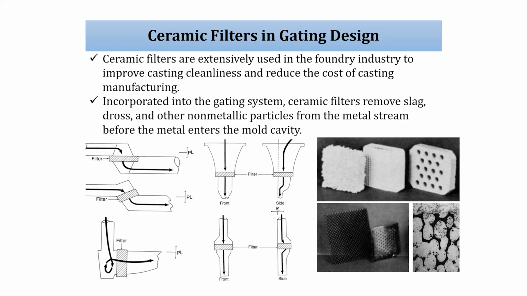Similarly, to avoid some heavy material, slags and so on, reduce the cross section and avoid turbulence, we use ceramic filters or foams. Ceramic filters are extensively used in the foundry industry to improve casting cleanliness and reduce the cost of casting manufacturing. Incorporated into the gating design, ceramic filters remove slags, dross and other metallic particles from the metal stream before the metal enters the mold cavity. So, you have to place these filters also, so that they remove slag, dross and non-metallic particles from the casting. So, it will also improve our casting designs.